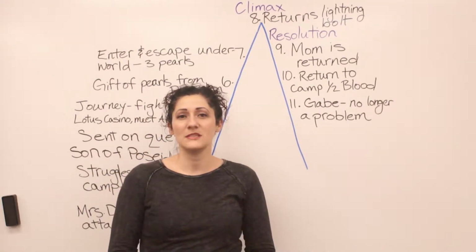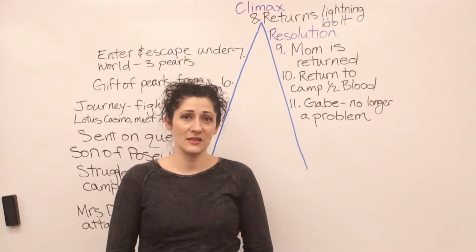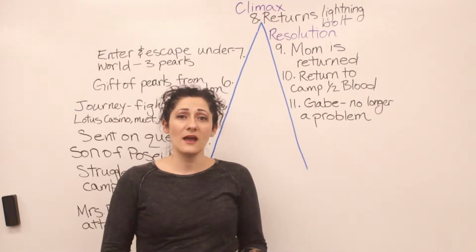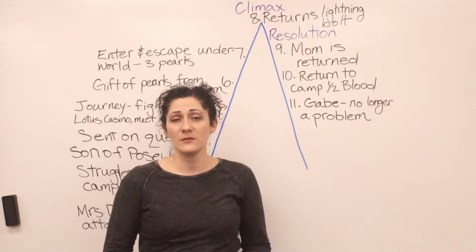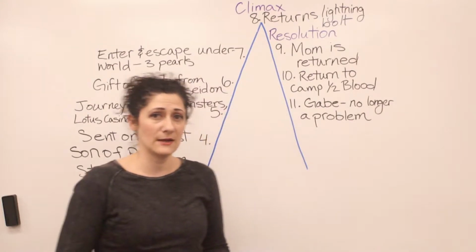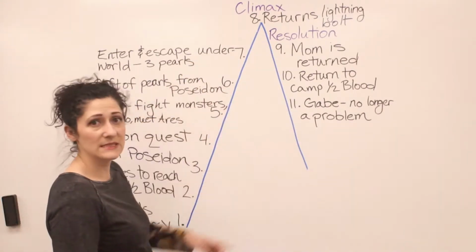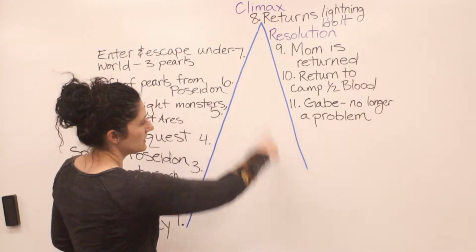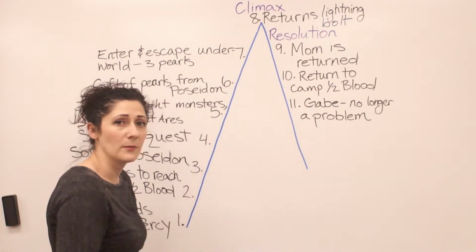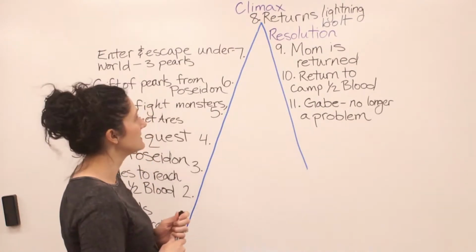Today we are going to be talking about Percy Jackson and the Olympians, the Lightning Thief. So if you don't already have a piece of paper and something to write with, make sure you grab that right now so you can follow along and get all this down. This is the diagram we're going to be using today. Make sure you get a nice big steep triangle on your paper. Not too wide, you want to make sure you have room to write on both sides.